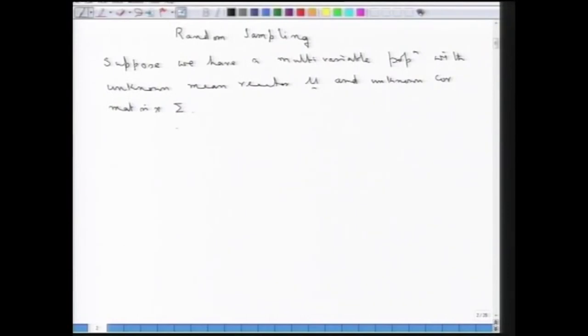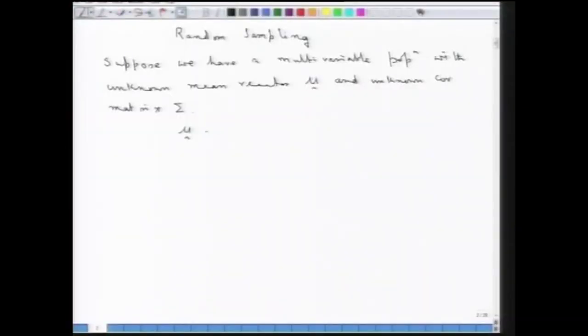So, the number of unknown quantities, the parameters present in that particular population, are the following. The mean vector will lead us to p unknown quantities, because it is a p dimensional vector. The sigma matrix is a p by p matrix; it is a covariance matrix, hence a symmetric matrix, and so the total number of unknown quantities in this sigma matrix is p into p plus 1 by 2. So, the total number of unknown quantities in the mu vector and the covariance matrix is p plus p into p plus 1 by 2.